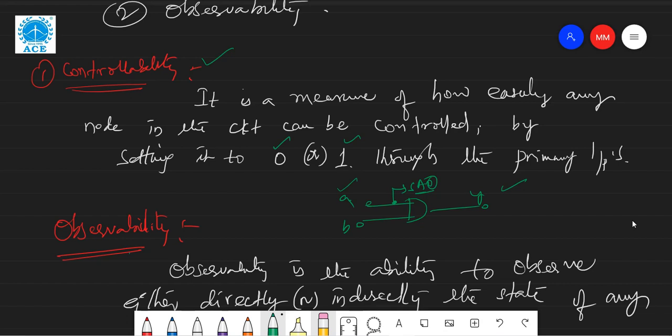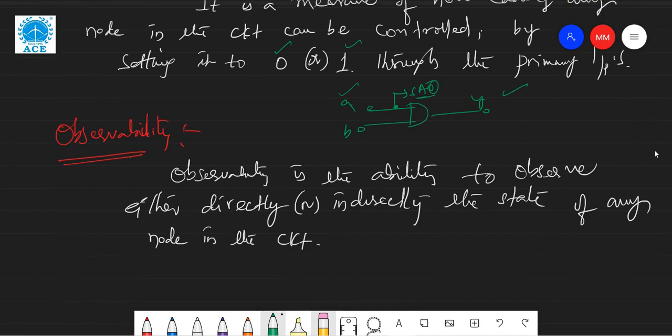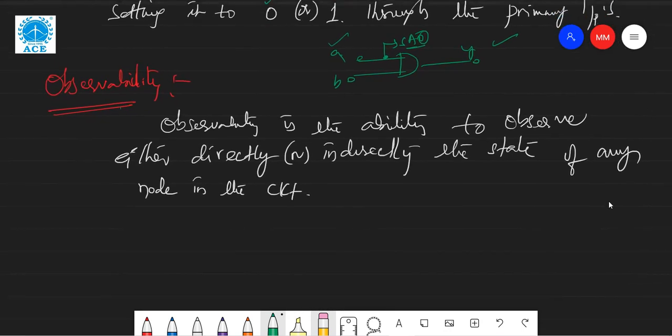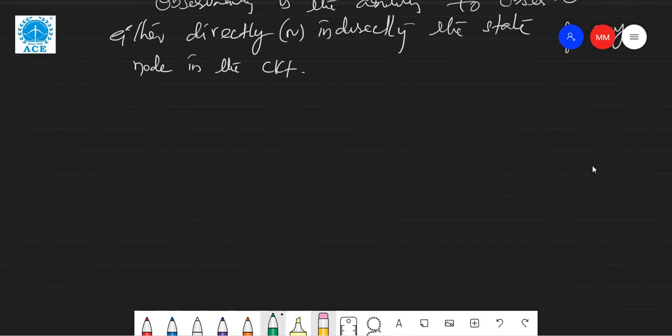Observability means we need to check the state, which state it actually is. If the circuit has, suppose, three NAND gates, then which state, present state or previous state values, will be calculated. The state of the node will be observed directly or indirectly. So let us see how it generally happens.